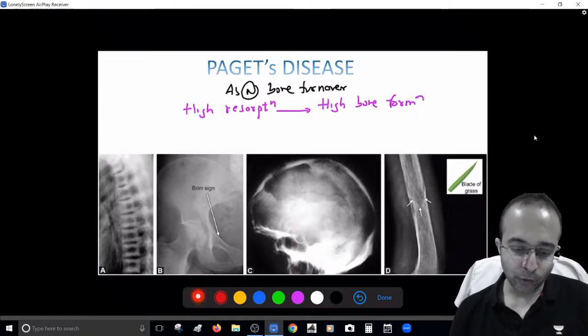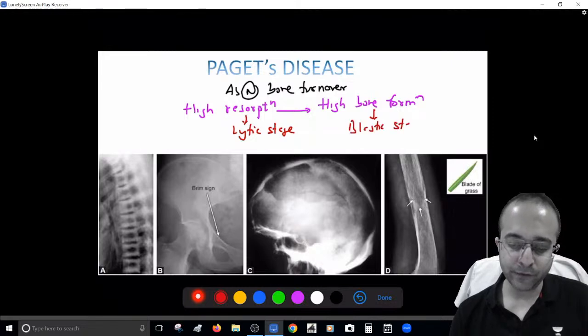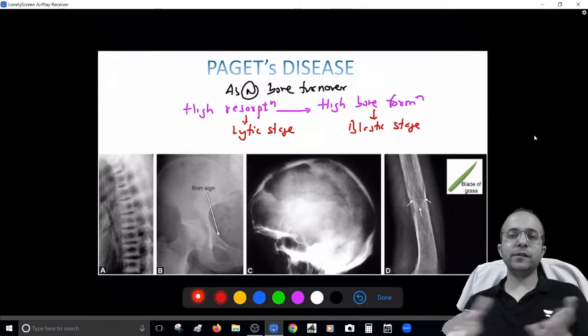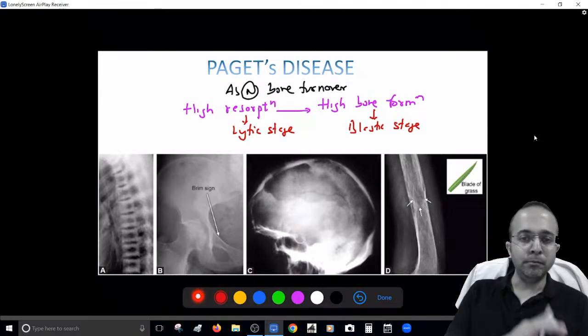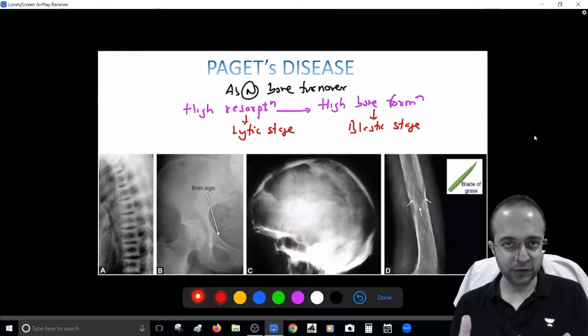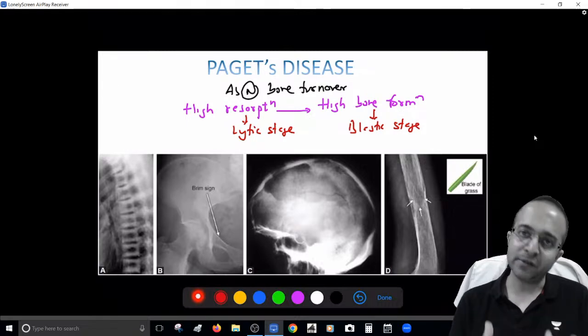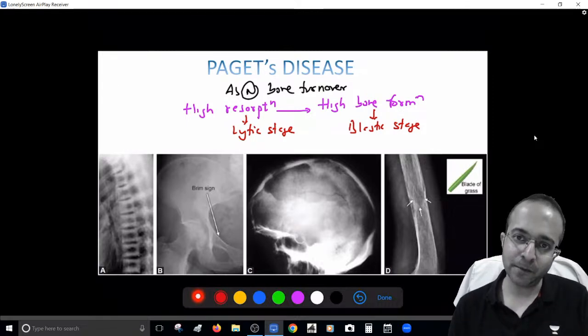Now when it is resorption that is predominating, there is a lytic stage where bones are blackish. When bone formation is predominating, there is a blastic stage where you find whitish bones. So that is what is happening in Paget's: black-white type of bones. कभी lysis ज़्यादा है, कभी sclerosis यानी blastic stage ज़्यादा है.